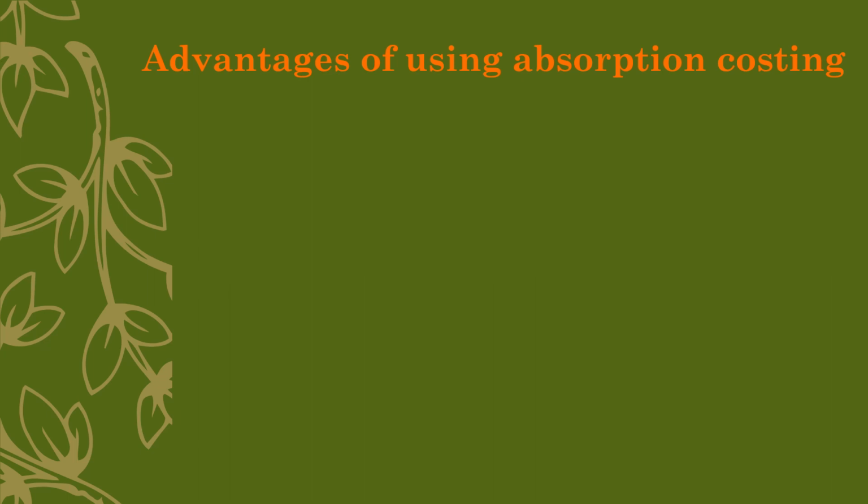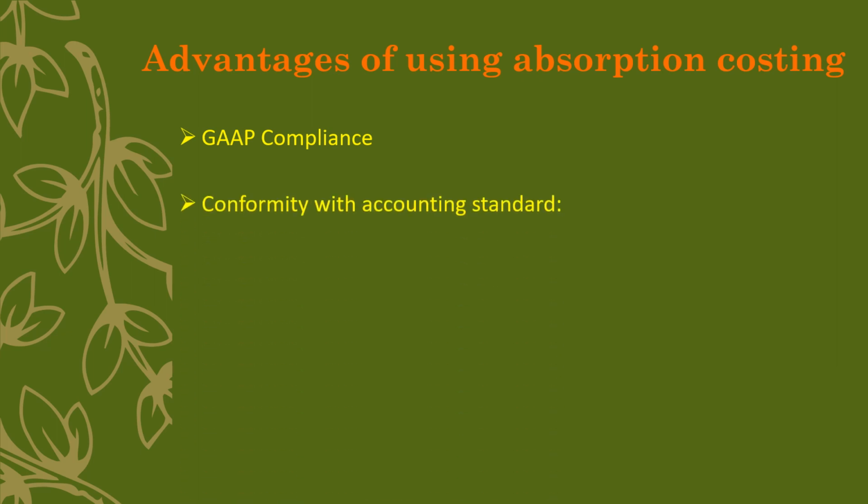Let's look at the advantages of using the absorption costing system. One of the main advantages of choosing absorption costing is GAAP compliance. At the same time, it conforms with the international accounting standards. The accounting reporting standard allows the inclusion of the fixed production overhead cost in the valuation of inventories. Hence, the use of the absorption costing method will help in the preparation of the financial statements.